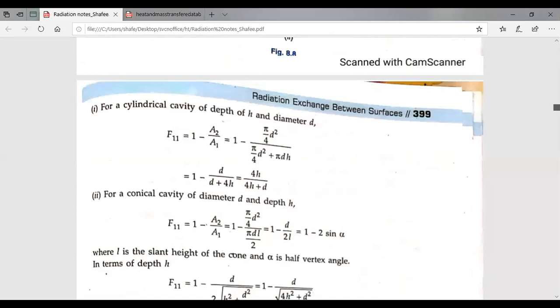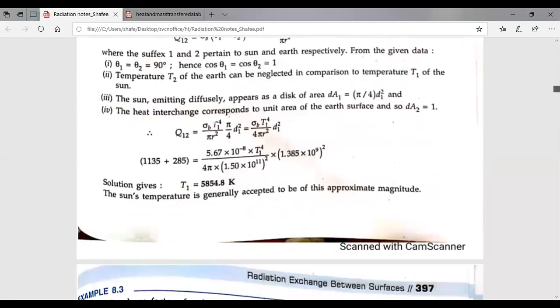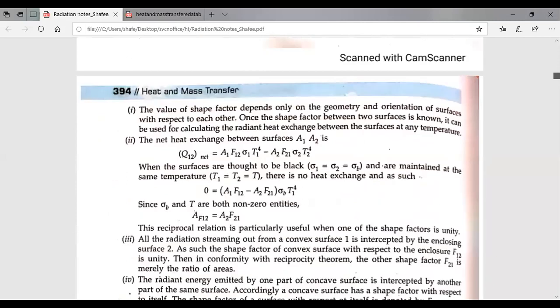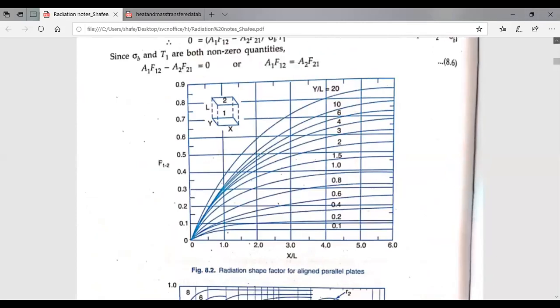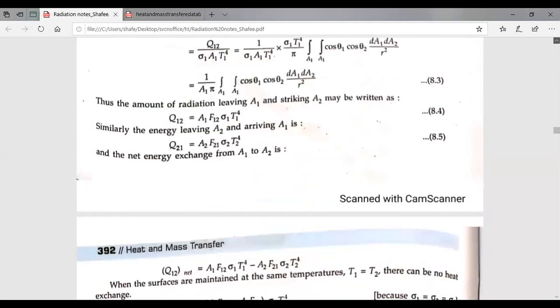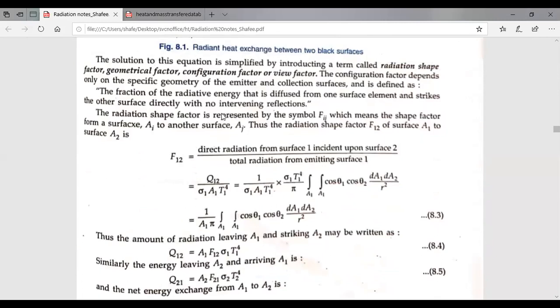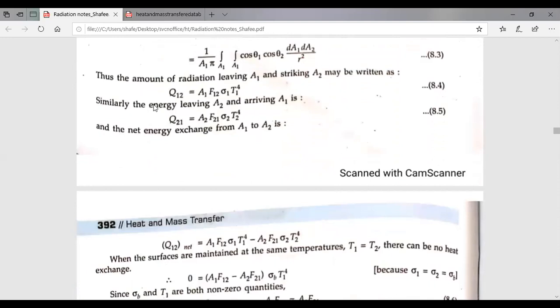I'll go through it once again. So, some cases of problems. To start with, we discussed the shape factor, also called view factor or configuration factor, which is the direct radiation from surface 1 to surface 2 divided by the total radiation emitted from surface 1, where F12 is called the shape factor. How to find out Q12? How to find out Q21? We already know how to find these.